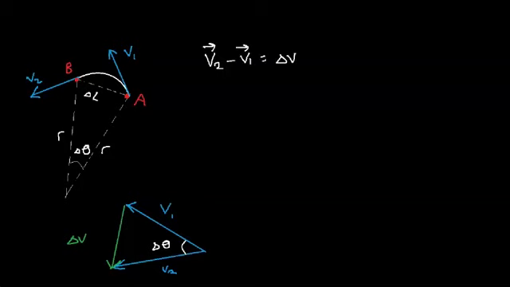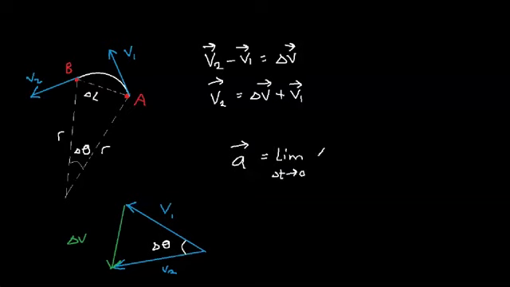The change in velocity is given by v2 minus v1 and is written as dv. This can also be rewritten as v2 equals dv plus v1. Our acceleration is defined as the limit of delta v divided by delta t as delta t approaches 0.